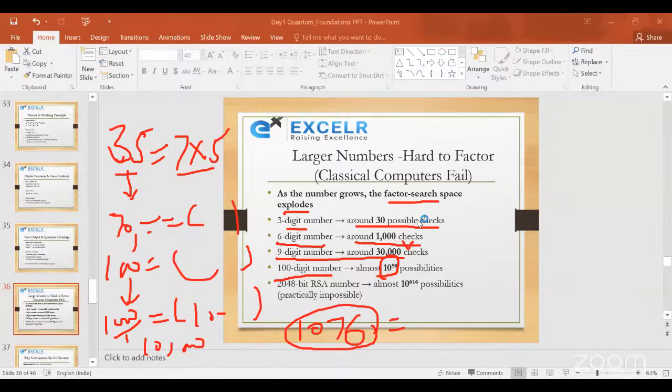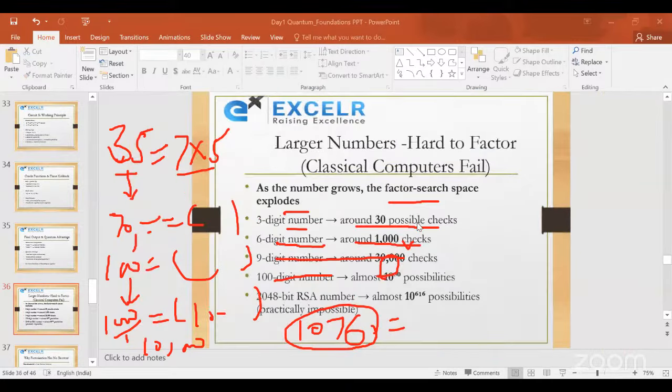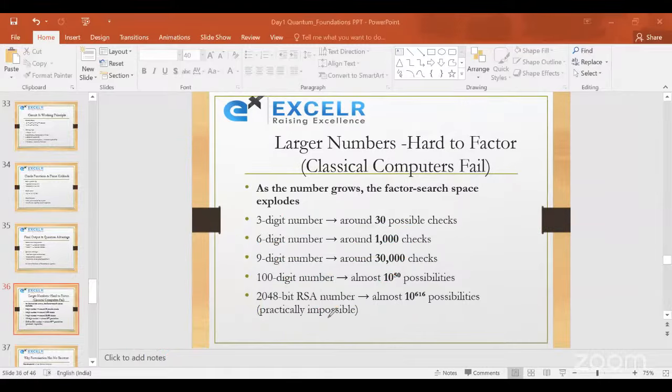One minute, let me zoom. Otherwise, some other people will not be able to see this. So as the number goes on, the number of possibilities to find the factors keeps growing. And as the number of possibilities grows, it means we are into complexity issues. We have entered the complexity issues from the classical computer point of view.